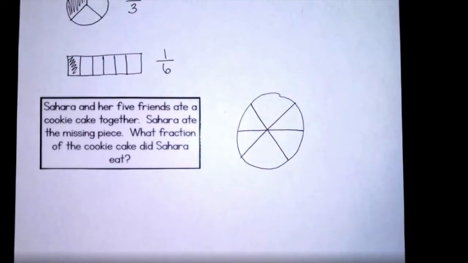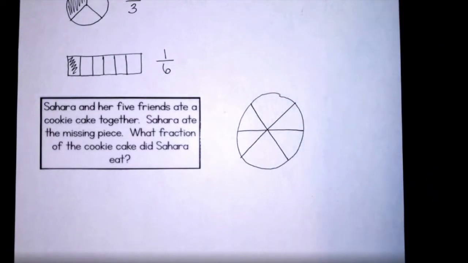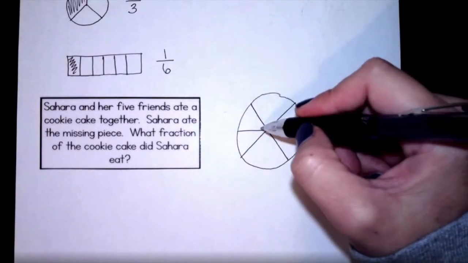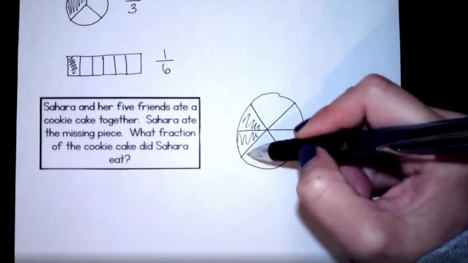So now I know that Sahara ate the missing piece. So we don't know if her friends ate any. Let's pretend that they didn't, and she's the first one to eat. So I'm going to color in. Sahara's only one person. So I'm going to color in 5 pieces because she's got 5 friends.